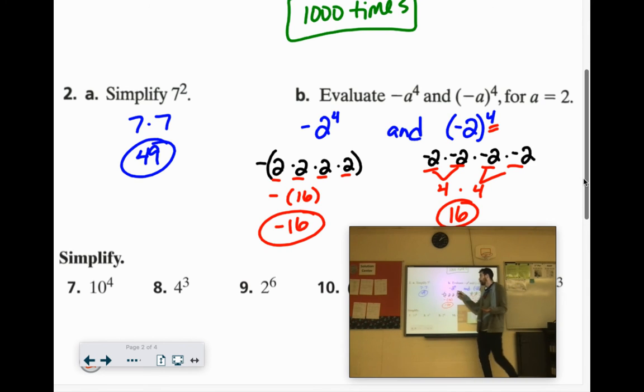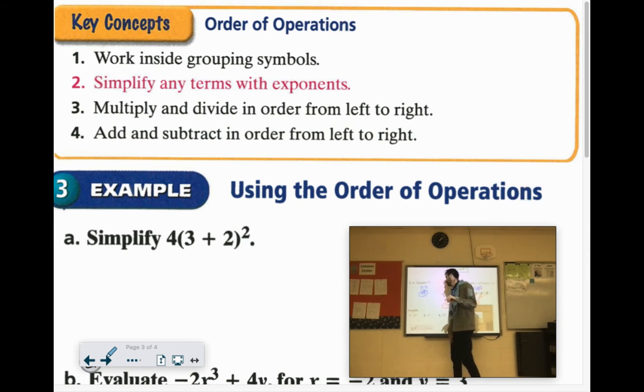It'll come out negative no matter what if it's not in parentheses like that. So if it's negative and it's not in parentheses, it doesn't matter if the exponent is even or odd, it's going to come out negative. Be careful on that because that does goof a lot of people up.